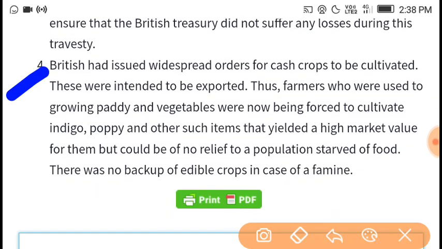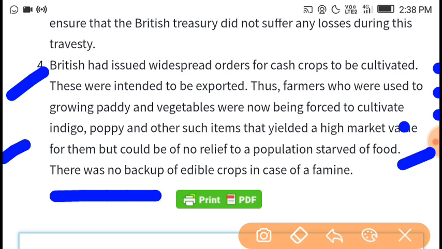The British had issued widespread orders for cash crops to be cultivated. These were intended to be exported. Thus, farmers who were growing paddy and vegetables were now being forced to cultivate indigo, poppy, and other such items that yield a high market value, but could be of no relief to a population starved of food. There was no backup of edible crops in such a famine.